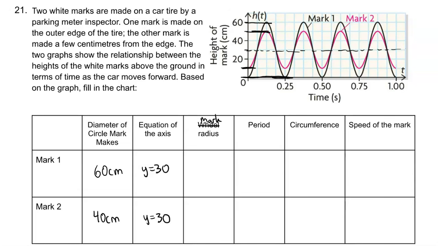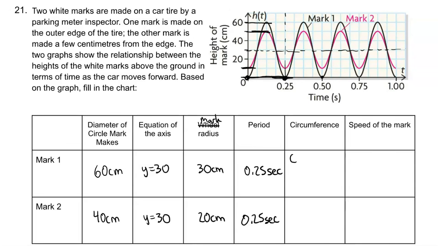The next thing is looking at the mark radius. So how far it is from the center of the wheel, the equation of the axis, up to the max or down to the min. And so in the case of mark 1, it's 30 centimeters. In the case of mark 2, it's 20 centimeters. Now we look at the period that this takes to go all the way around. Well, you can see that regardless of what function it is, they have the same period because they're going to take the same amount of time, because they're at the same point on the wheel, to go all the way around. So the period is 0.25 seconds to get from a minimum to a minimum, and then another 0.25 seconds to get the next minimum, etc.